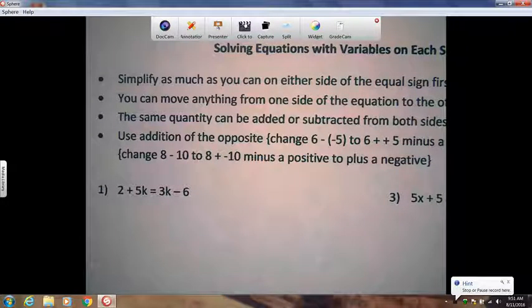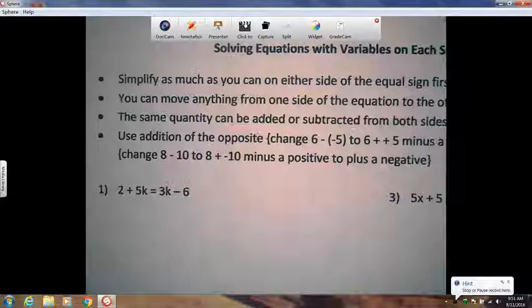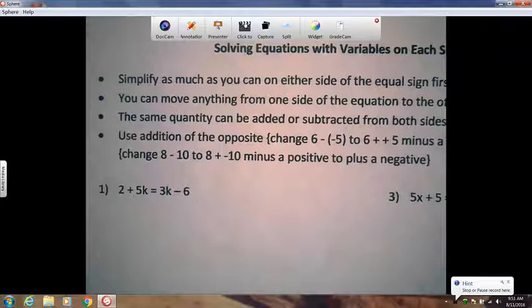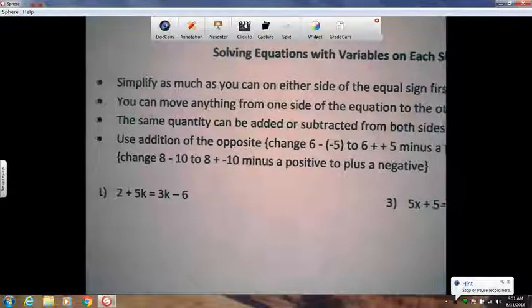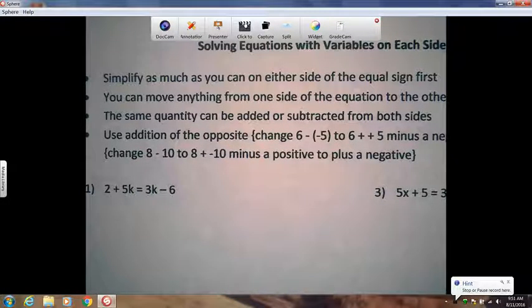This is solving equations with variables on each side. So you want to simplify as much as you can on either side of the equal sign first. Remember, you can move things from one side of the equal sign to the other by changing the sign. And you can add and subtract the same thing. And here's using addition of the opposite. So make sure you do that.